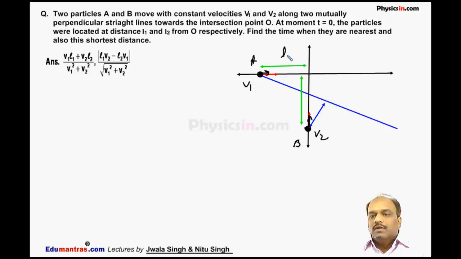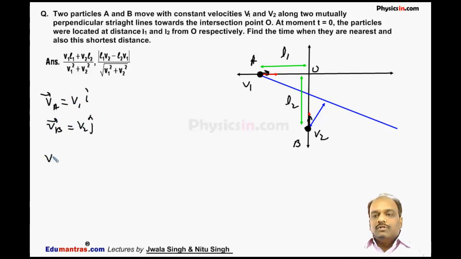Initially it is at distance L1 and this distance is L2 from origin. At t equal to 0, L1, L2 from origin, find the time when they are nearest to each other. Now suppose this particle A is moving along this line, particle B is moving along this line. Now velocity of particle A is v1 i cap, and velocity of particle B is v2 j cap.